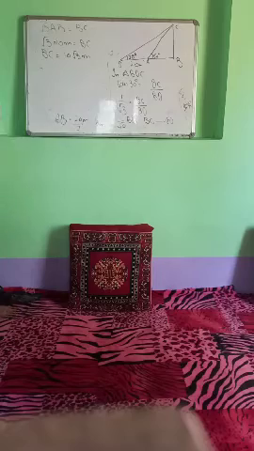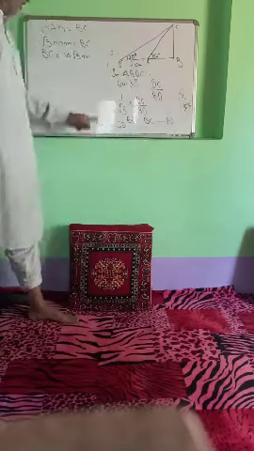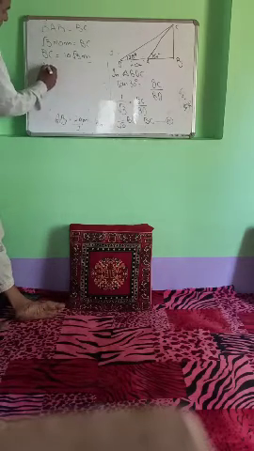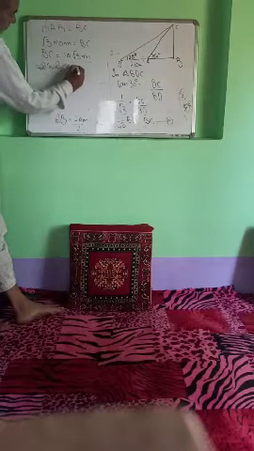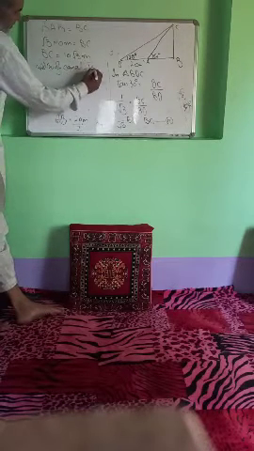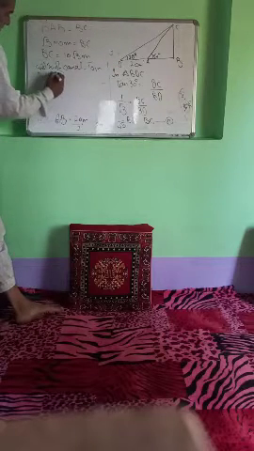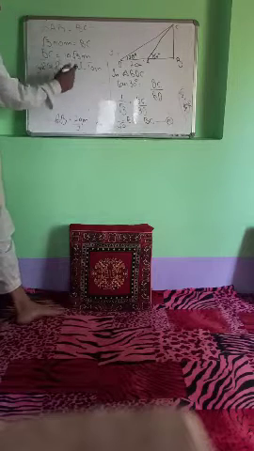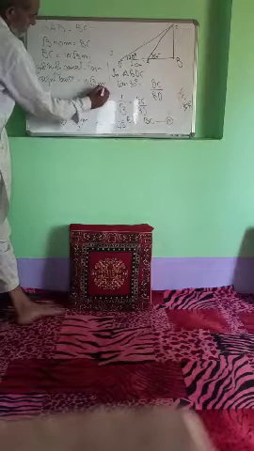So we have found both. Number 1, the width of the canal, that is 10 meters. We will write it here. Width of canal is equal to 10 meters, and height of tower came to be equal to 10 root 3 meters.